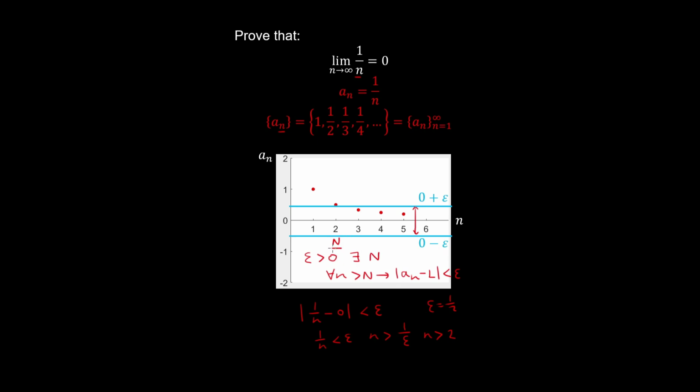So therefore, for this value of N equals 2, every number in the sequence beyond 2 must be less than epsilon, which is 1/2. And you can see that 1/3, 1/4, and so on are all less than 1/2, and the sequence converges.